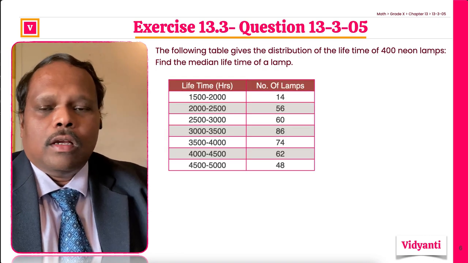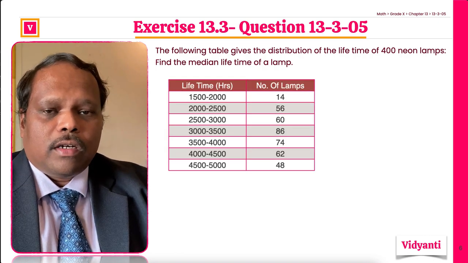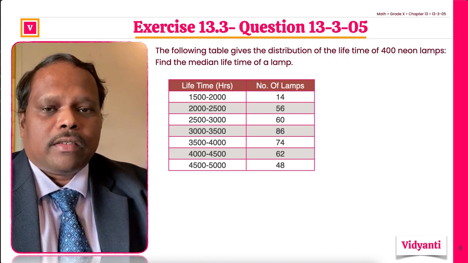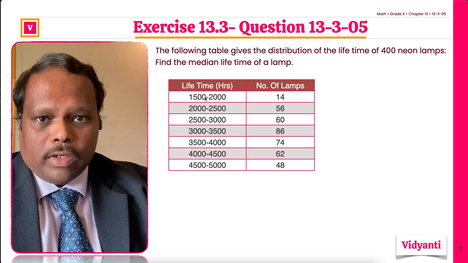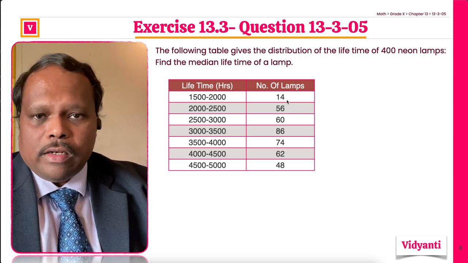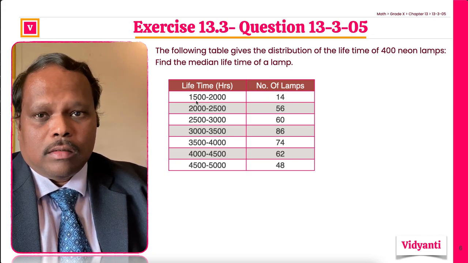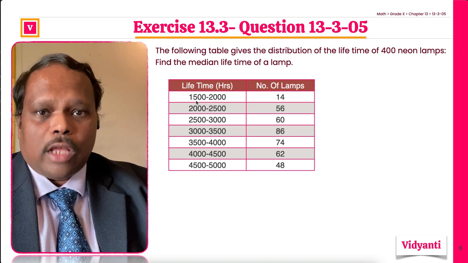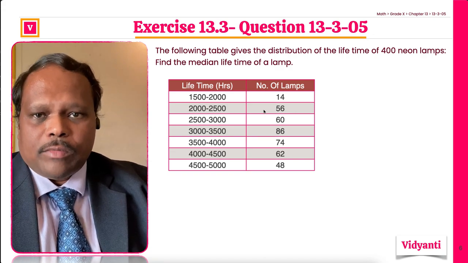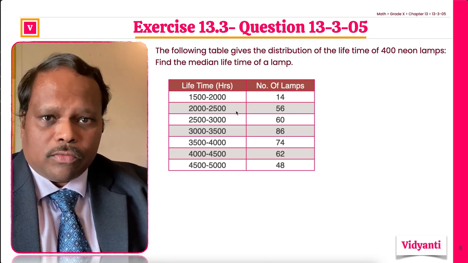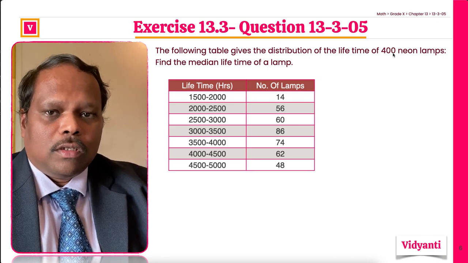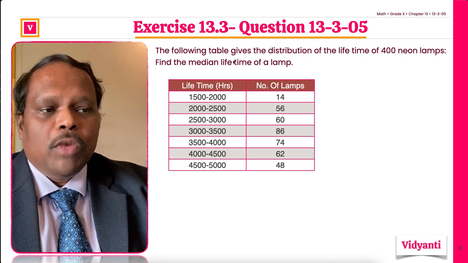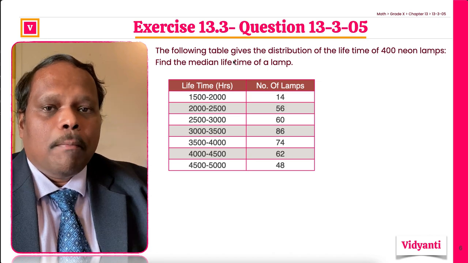Let's see the table. We have been given 400 different lamps, and each lamp has a lifespan. So that would be counted in hours. So there are 14 lamps. They last between 1500 to 2000 hours. 56 lamps between 2000 and 2500 hours, and so on. Altogether, there are 400 lamps. When you are finding out the median, it's very important to find the middle value.